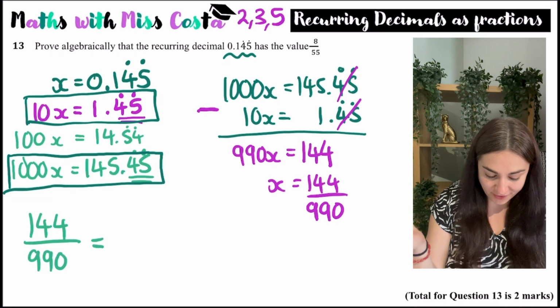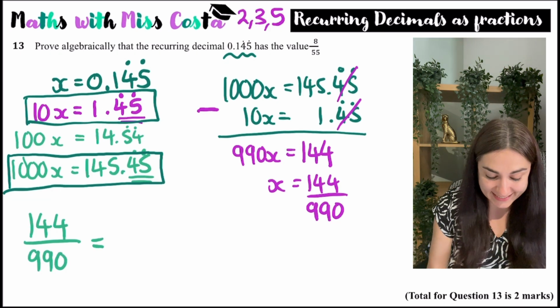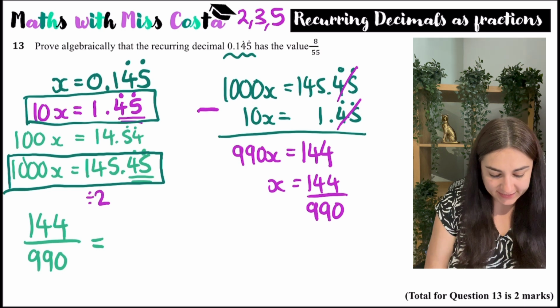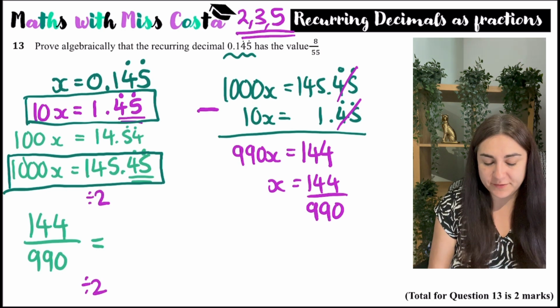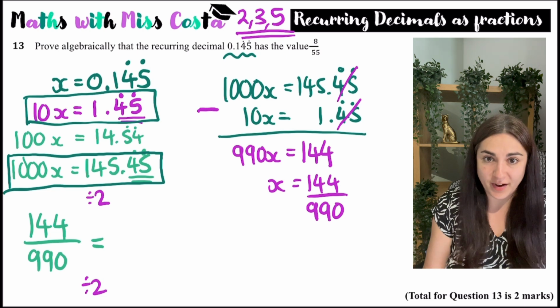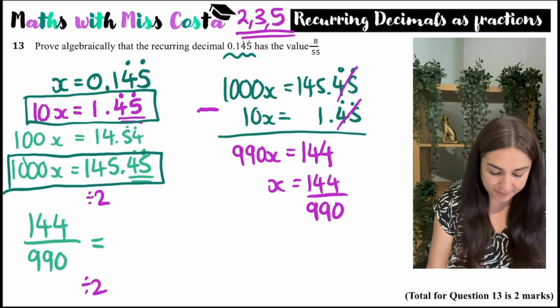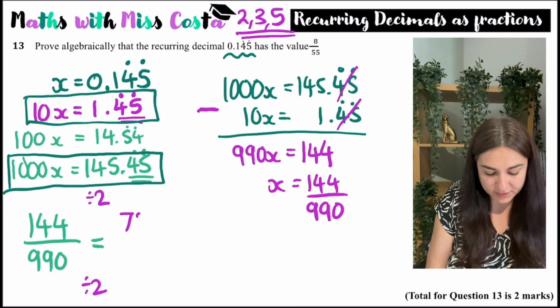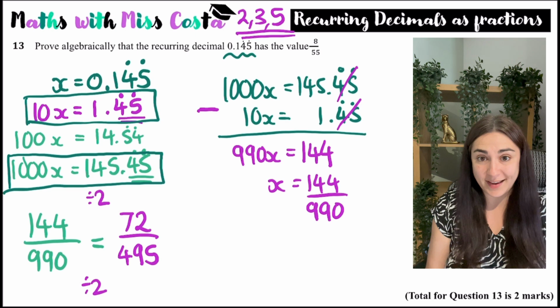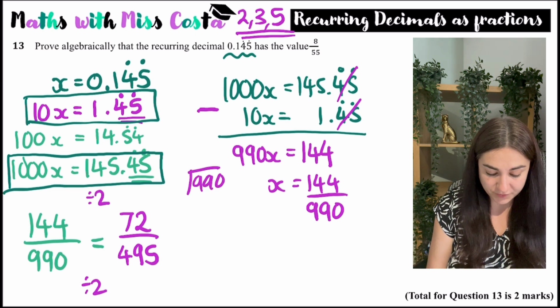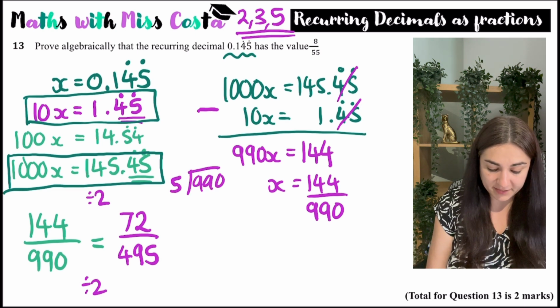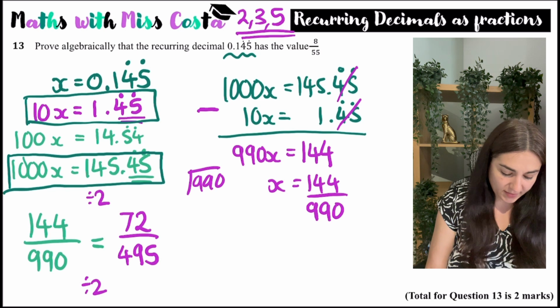Okay, so I've got 144 over 990. Now I just need to simplify. So I could start by dividing by 2. Whenever you're simplifying, you always try dividing by 2, then 3, then 5. You just essentially use the prime numbers. So let's try 2. 144 divided by 2 is 72. 990 divided by 2 is going to be 495. If you can't do that in your head, and just to be safe, you could use the bus stop method. Bus stop method is your favorite friend.